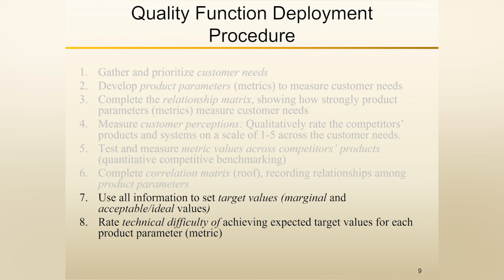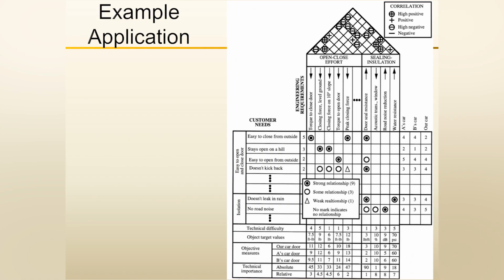Now, there's two other pieces of information that we want to talk about, and these are in the bottom of the house, and so I'll show the next slide that shows those. The first is setting target values, and that's done down here. And these are the target values you're going to shoot for, and this is done by reviewing information over here in your qualitative benchmarking plus the objective measures where you measured the values, the performance metrics for each of the competing products as well as your own.